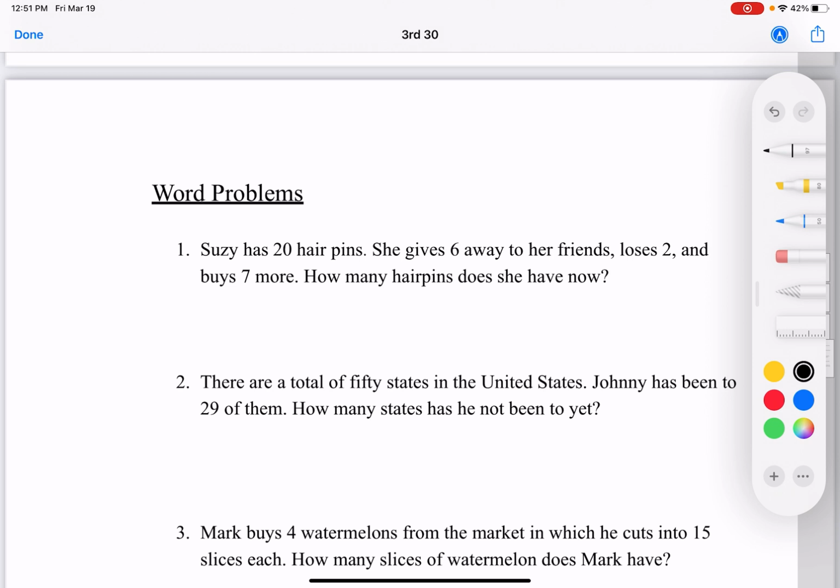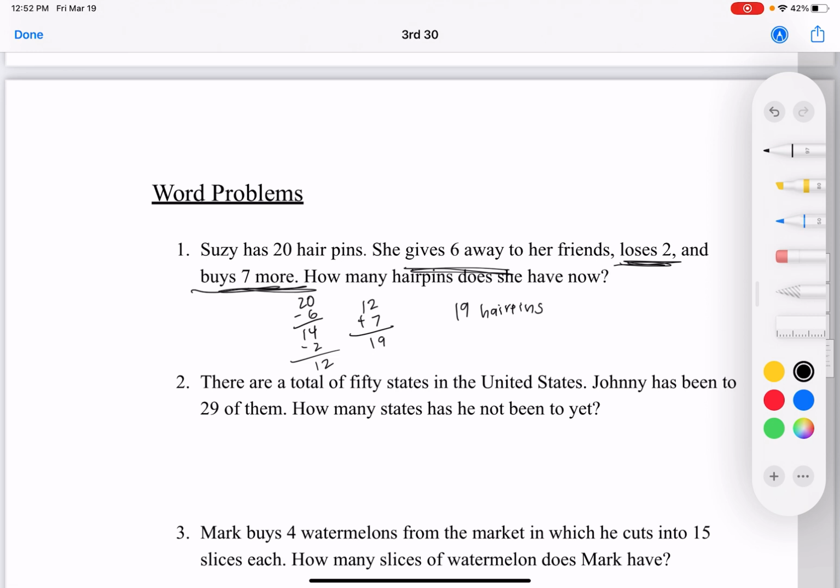So she originally has 20, so let's start off with the number 20, and she gives 6 away to her friends. Giving away means that she is subtracting from 20, so 20 minus 6 is 14. Then she loses 2, which means you're subtracting 2 again from 14, so 14 minus 2 is 12, and then she buys 7 more, so she adds 7 to her collection, so 12 plus 7: 7 plus 2 is 9, 1 plus nothing is 1, so the answer is 19. She has 19 hairpins.